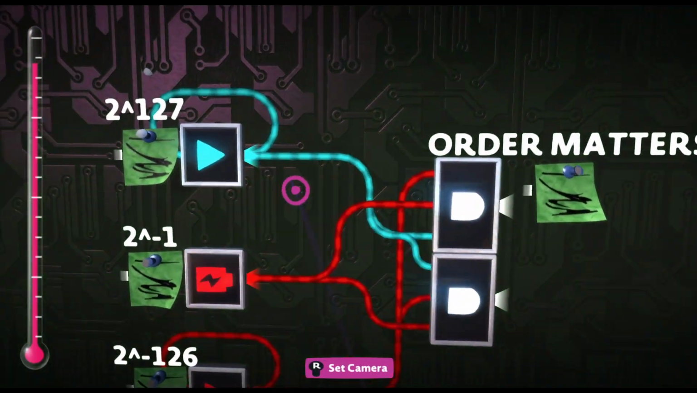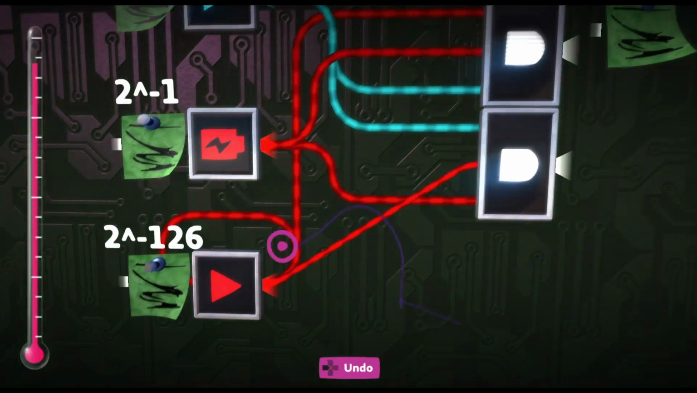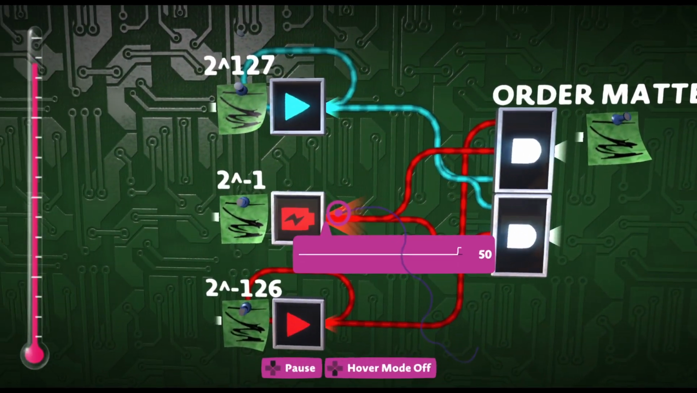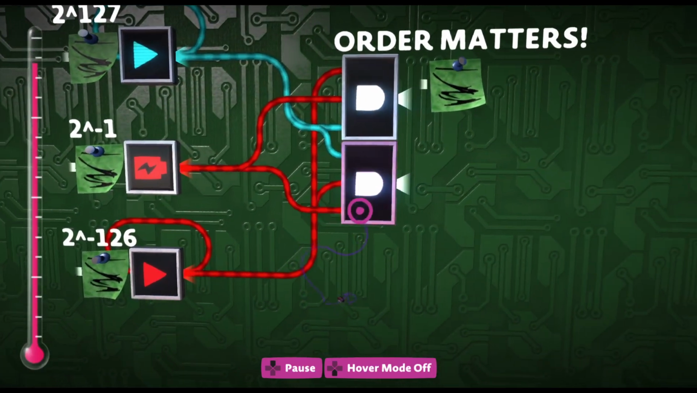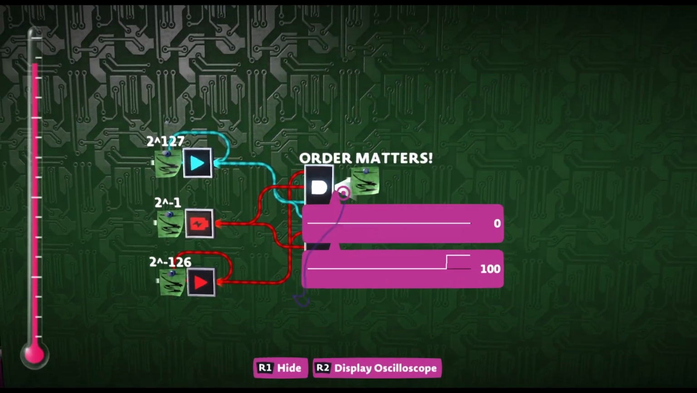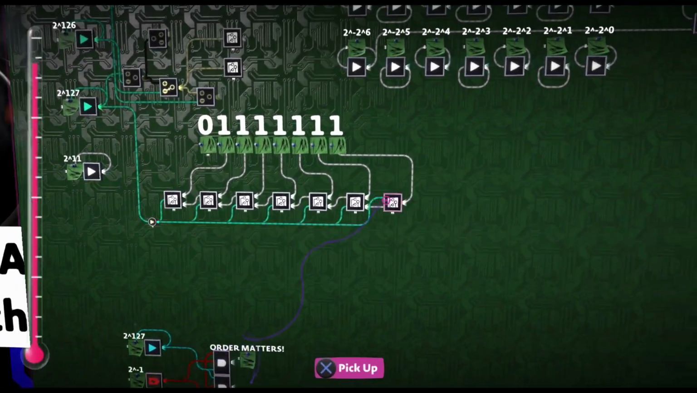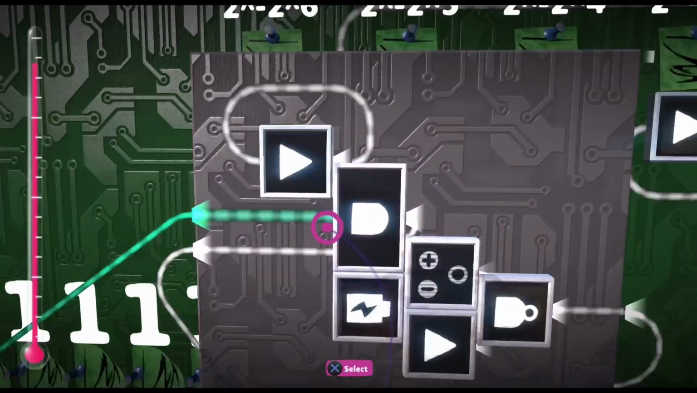But if we plug in this first and then multiply it by 2 to the minus 126, that'll be 2 to the 1, which is 2. And then we multiply it by 2 to the minus 1. Then it does cancel out and the result is 0. So for the last chip, I just changed the order of multiplication.